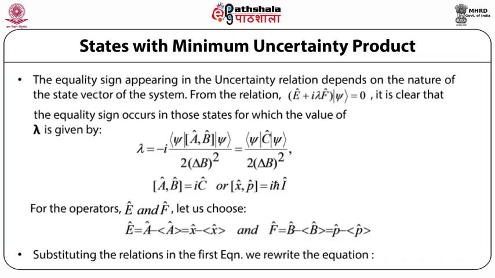For the operators E and F, let us choose the operator E as given by operator A minus the expectation value of operator A, and this is equal to operator X minus the expectation value of operator X. Similarly, the operator F can be written as operator B minus the expectation value of operator B, and this further for our case becomes operator P minus the expectation value of operator P. Substituting the relations in the first equation, we can then get the following equations.